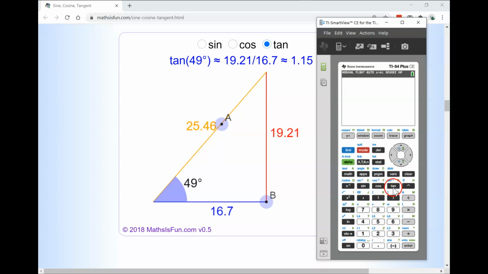Now, most calculators will have keys that say sine, cosine, and tangent. And so right now I want to check that the tangent of 49 degrees is 1.15, and it is. So if you get something different when you type tangent 49, you're probably not in degree mode.